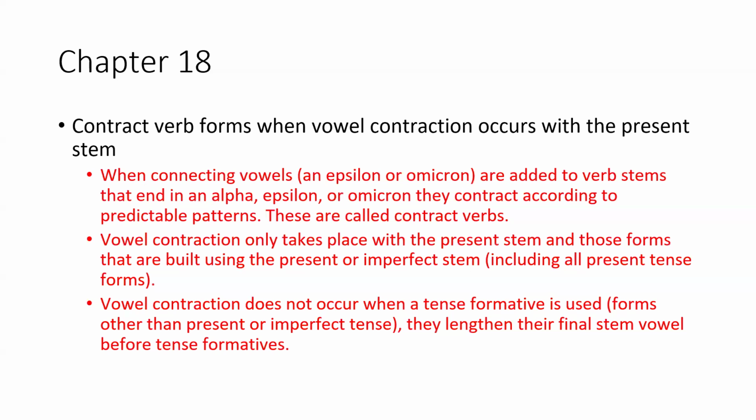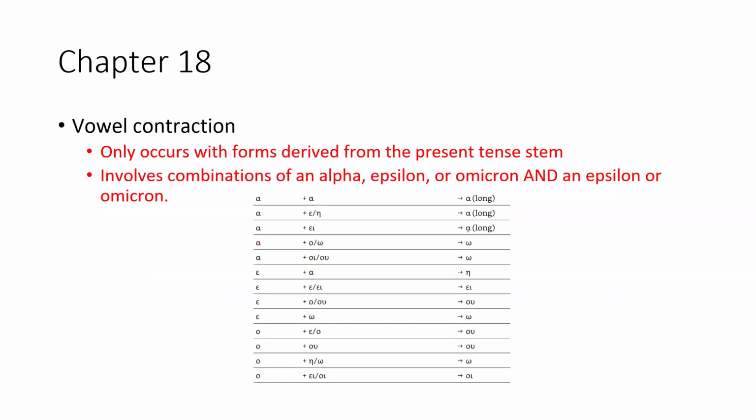Vowel contraction only takes place with the present stem and those forms that are built using the present or imperfect stem, including all present tense forms. So you've got your non-indicative forms, your participles as well. Vowel contraction does not occur when a tense formative is used, forms other than present or imperfect tense. They lengthen their final stem vowel before tense formatives.